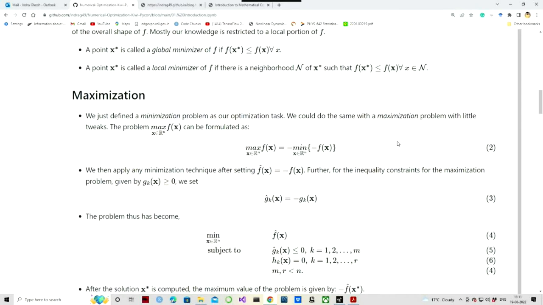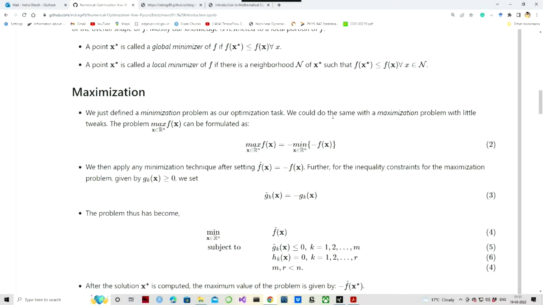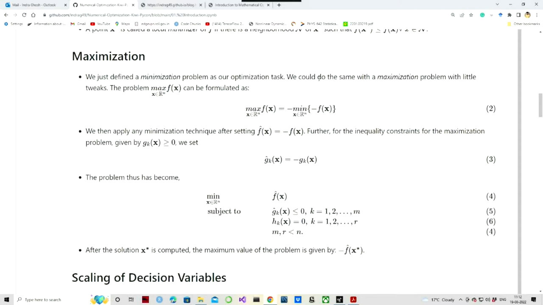Now we will consider only minimization tasks. But if you want to do maximization, you can tweak the problem this way: the maximization of the function f of x is given by the negative of the minimization of the function minus f of x. This is a way to change the whole problem into a minimization problem.